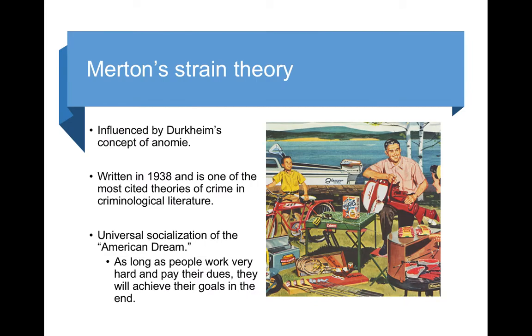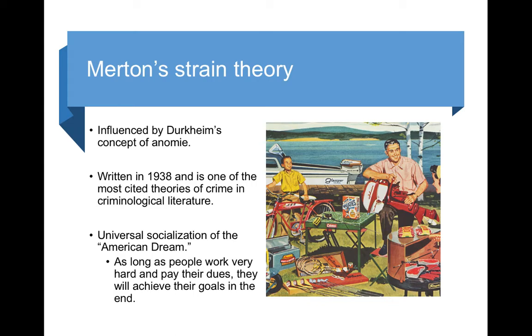Now, after Durkheim, we have Merton. Merton was influenced by Durkheim's concept of anomie. The one thing that all forms of strain theory have in common, and remember, there are going to be different types of strain theories that we keep discussing as this presentation goes on, is their emphasis on a sense of frustration in crime causation. That's what it's going to be focused on. The strain theory focuses on a sense of frustration that causes crime. In other words, people are strained, and that's why it's called strain theory.